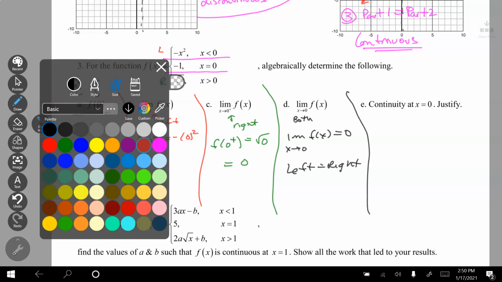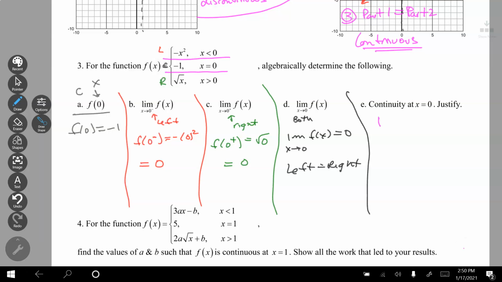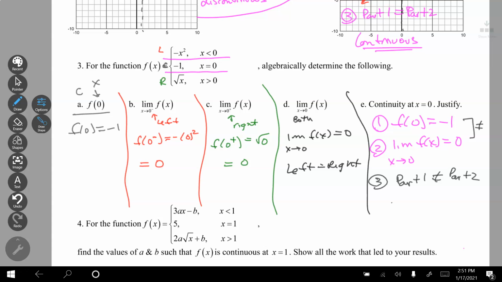And then finally, my 3 steps. Step 1, f of 0 is equal to negative 1. That's the value part. Step 2, the limit as x approaches 0 of the function, which was part D, and we got an answer of 0. But as you can see, part 1 and part 2 do not equal each other. So part 3 says part 1 does not equal part 2, so this is discontinuous.